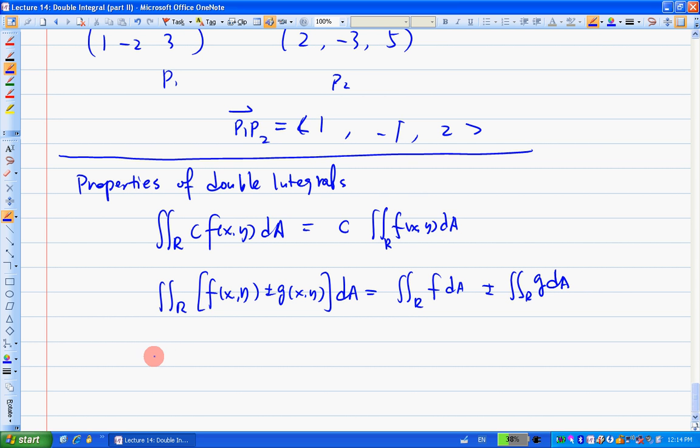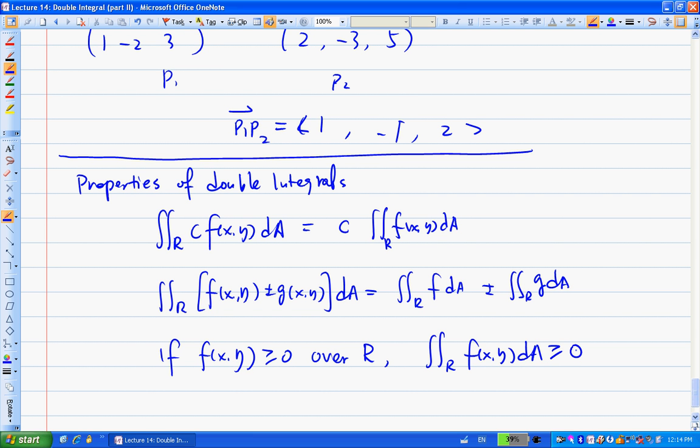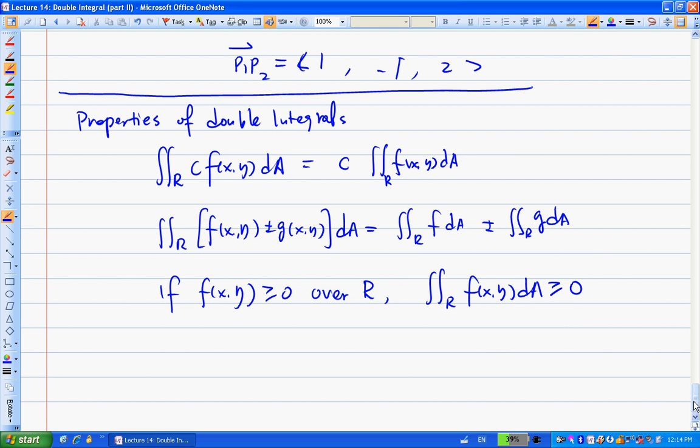The other property is this. If your f(x,y) is greater than or equal to 0 over this region R, then your double integral is also greater than or equal to 0. That's quite visualizable, because if you think of this double integral as a calculation of volume, and you have a surface which is greater than 0, meaning every z value is greater than 0, and your region R is over here, then absolutely the volume will be greater than 0, right?